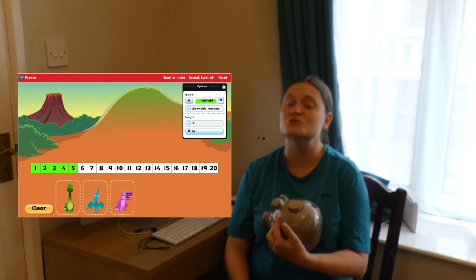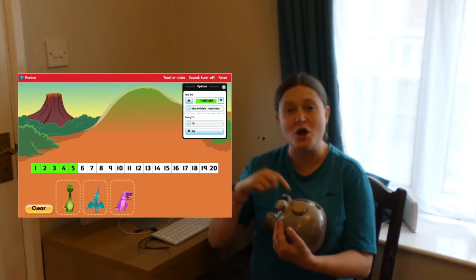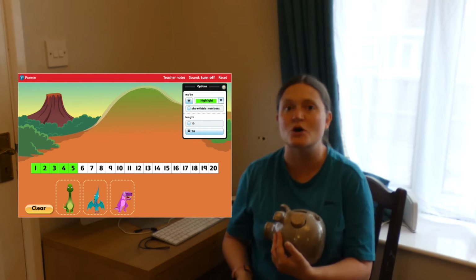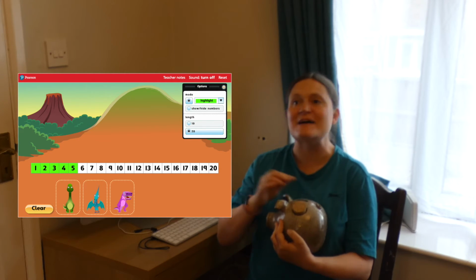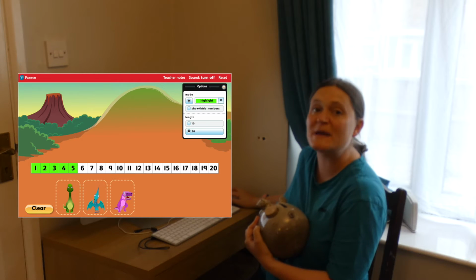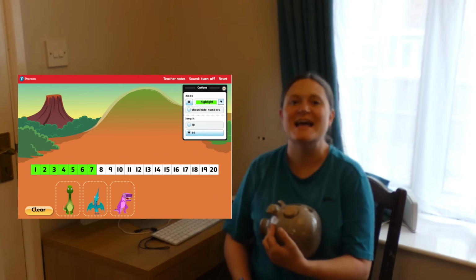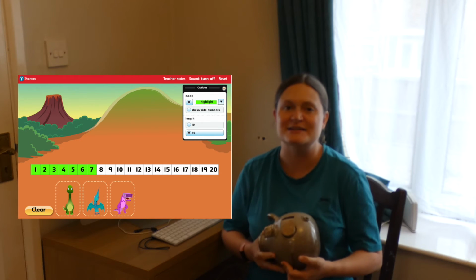Well, I could add all the way from the beginning, or I could count on. So we know there's already 5 in here. We're going to put 2 more and we're going to count on. So remember 5, 6, 7. I can highlight on there with 2 spaces. Look, 1, 2 is 6, 7. Okay, so we know there are 7 pennies inside the piggy bank.